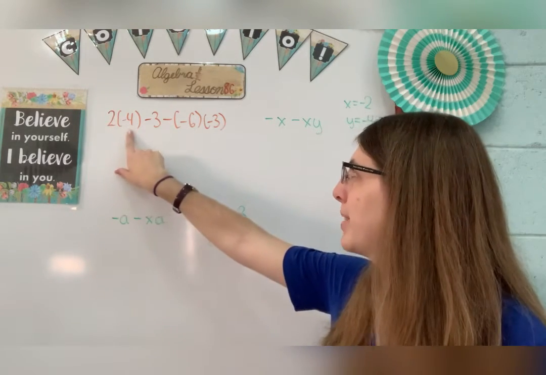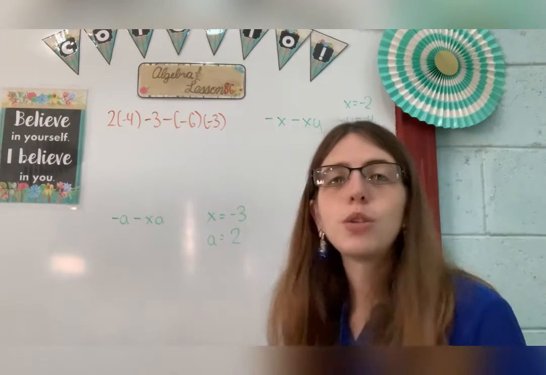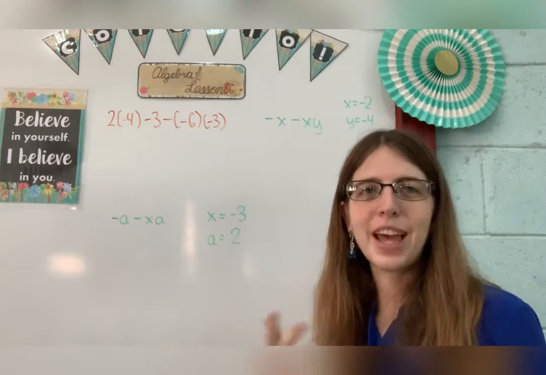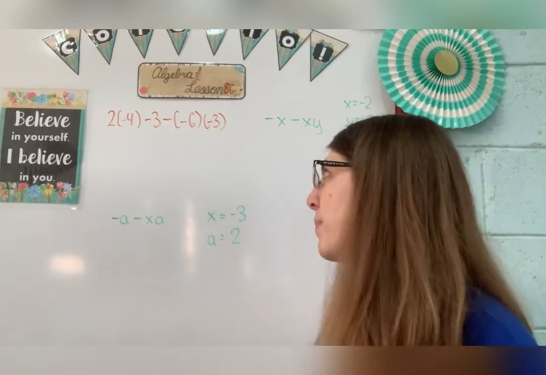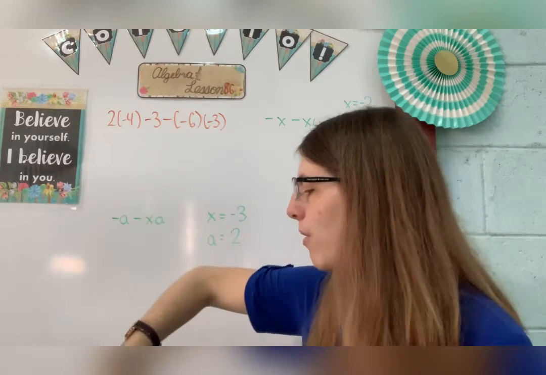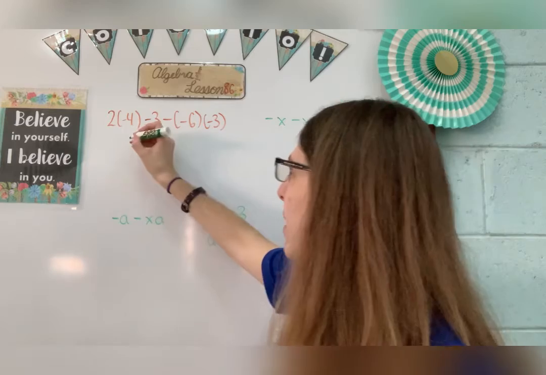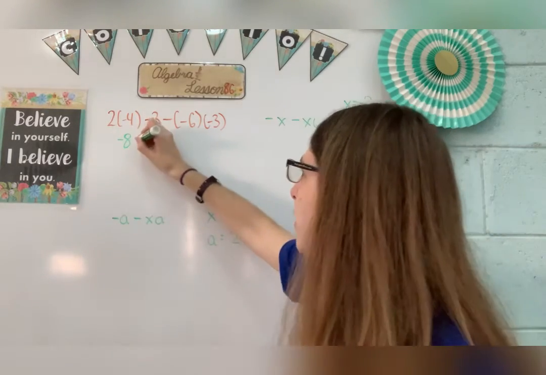I have 2 times -4 minus 3 minus -6 times -3. So we just are going to use our rules of negatives that we know just to make sure that we do everything correctly, but we do it in the correct order of operations. So I do my multiplication first. 2 times -4. Since I have one negative, I know my answer is going to be negative, so that would be 2 times 4 is 8, -8.